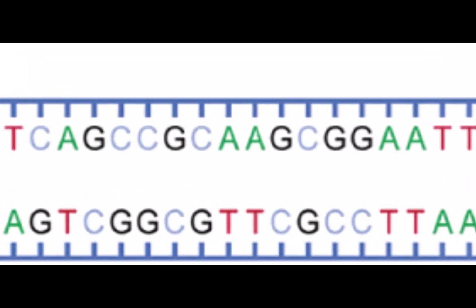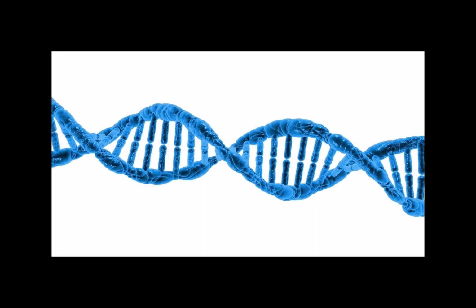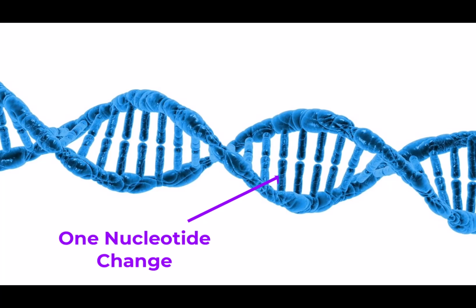A SNP is when one of those nucleotides is swapped out for a different one at one of the base pair locations on the entire gene. 1 nucleotide change. And that's it. Now you know what a SNP is. It's a tiny change in the code of a single gene.